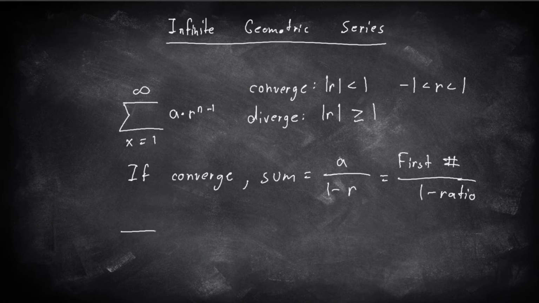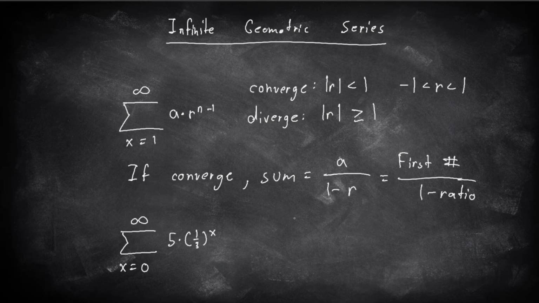So let's try an example. Let's say they want to give you the summation from x equals 0 to infinity of 5 times 1/3 to the power of x. So first you want to make sure it converges. So 1/3 is obviously less than 1, or if you're thinking about it in this notation, it is obviously between negative 1 and 1. So it converges.